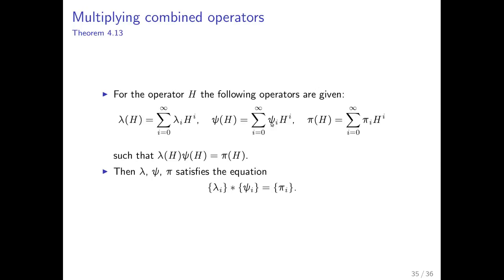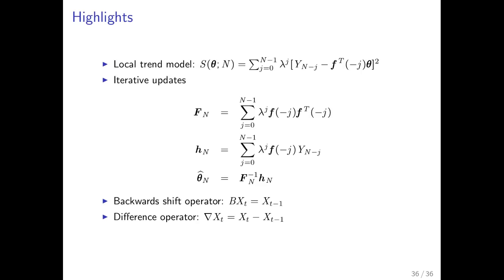That was what I wanted to say about operators for now. And finally, just a summary showing the highlights from what's been covered in the 3 different parts today. Just briefly, local trend models, what we're looking at here. There should also be something about exponential smoothing. We look at the iterative updates, and then we look at primarily what we're going to use, which is the backward shift operator and the difference operator.